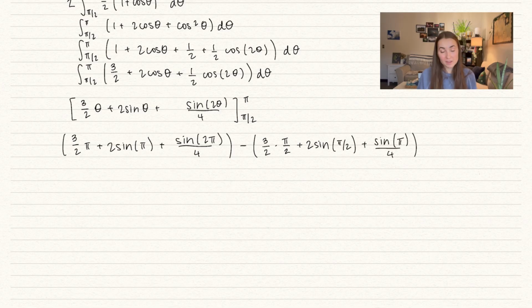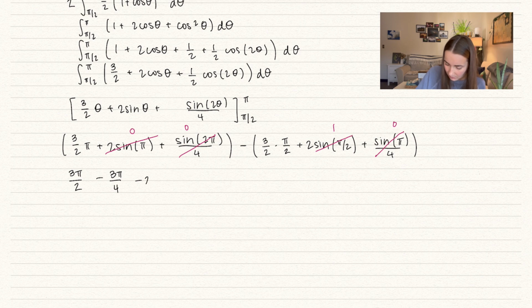Alrighty, so we know some of these terms go to 0. Sine of pi is equal to 0. Sine of 2 pi is equal to 0. Sine of pi over 2 is just equal to 1. Sine of pi is equal to 0. So let's go ahead and simplify this a little bit. We get 3 pi over 2, and everything else goes to 0, minus 3 pi over 4 minus 2. And this right here is equal to, if I multiply that by 2 over 2, 6 pi over 4 minus 3 pi over 4, and then that little minus 2. This is 3 pi over 4 minus 2.